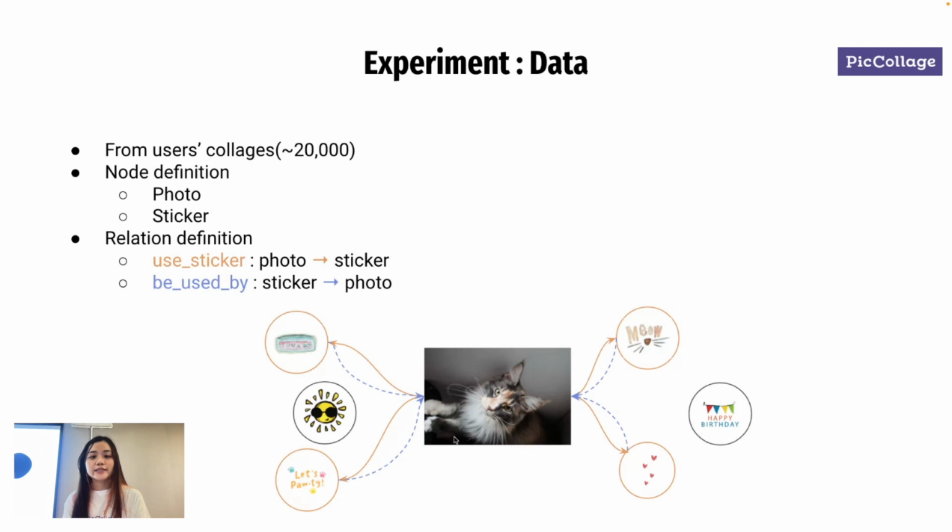As you can see, the label will be like this. The green will be the photos that use the stickers. So also the stickers were used by these photos.